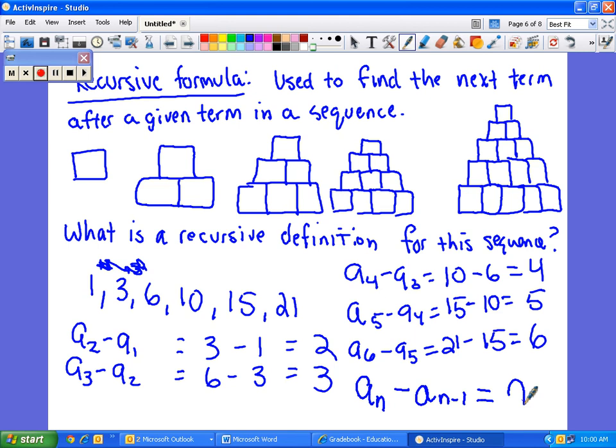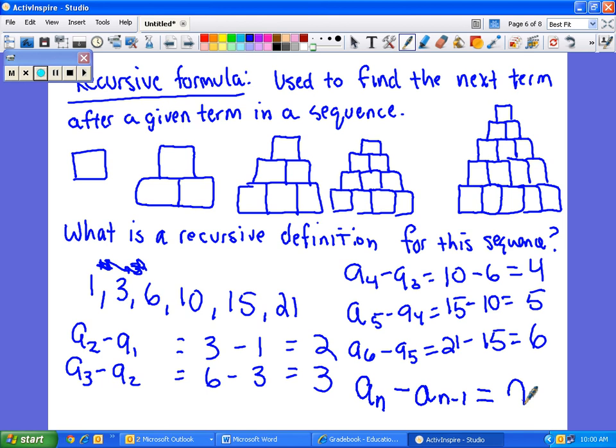And again, this is going to change depending on what's going on in the problem. Does anybody have any questions? Is there anybody not done copying? All right, so that's called the recursive formula. This is the recursive formula.